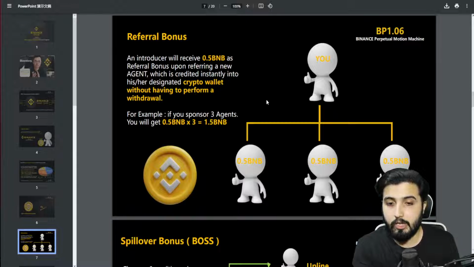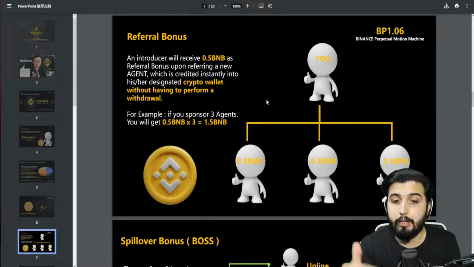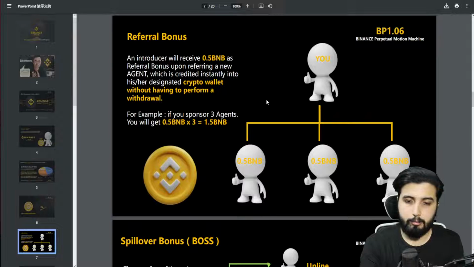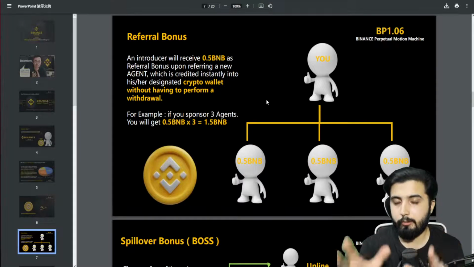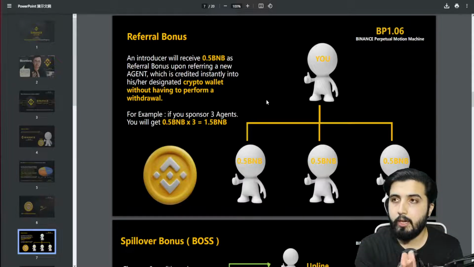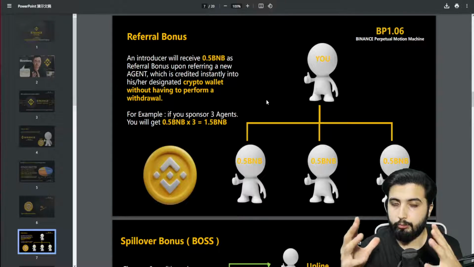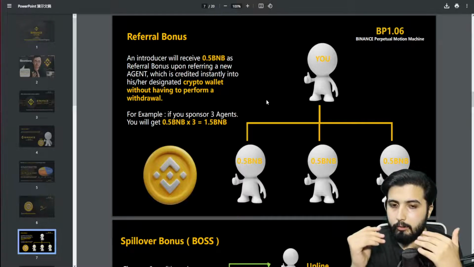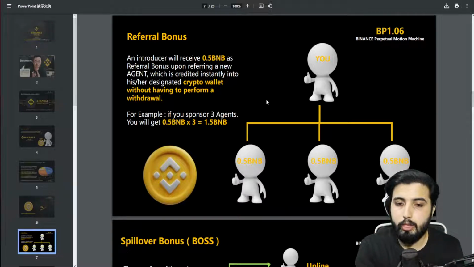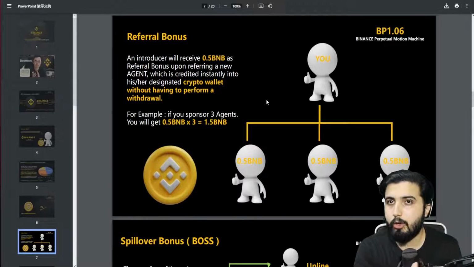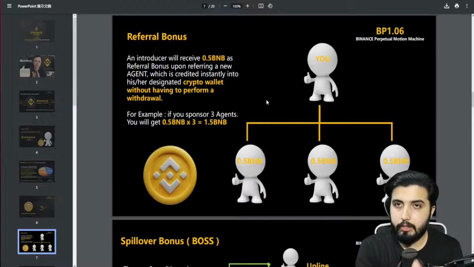upon referring a new agent, which is credited instantly into his or her designated crypto wallet without having to perform a withdrawal. So, for example, if you sponsor 3 agents, you will get 0.5 BNB multiplied by 3, which is 1.5 BNB. So the referral bonus here is pretty straightforward. When you refer someone, on each person that you refer who becomes a new agent, who further also performs the deposit, this goes to you, and this is how it happens.